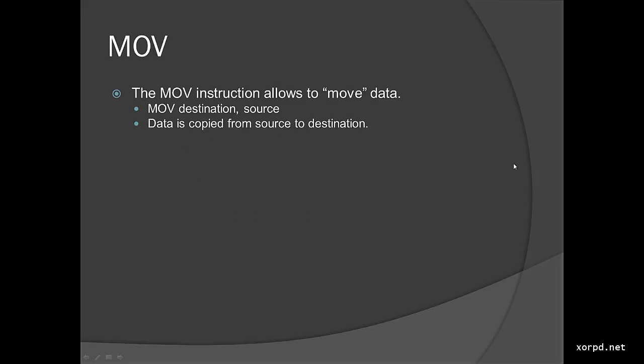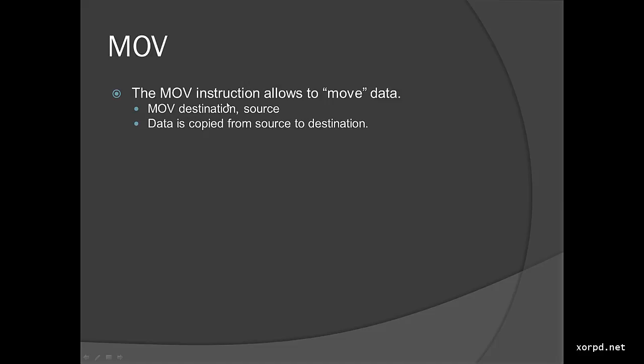The first opcode or instruction that we are going to talk about is move. Move allows us to move data. Strictly speaking, it allows us to copy data. It has those arguments: destination and source. And what it does, it copies the contents of source into destination.